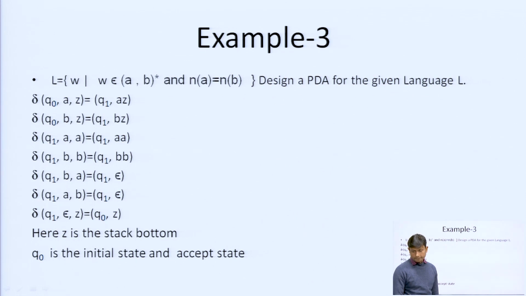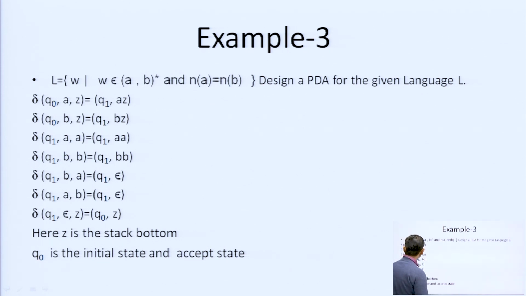Another example, see here. A string W is given, and L is a language where W belongs to {a, b}*, and the number of A's and the number of B's are equal. You have to design a pushdown automata. All the strings accepted by this diagram should have number of A equal to number of B.